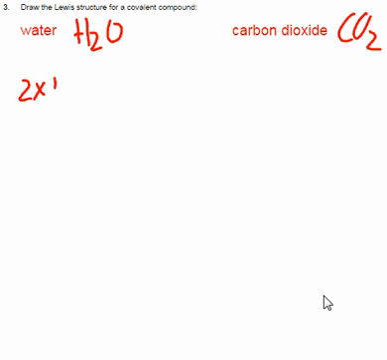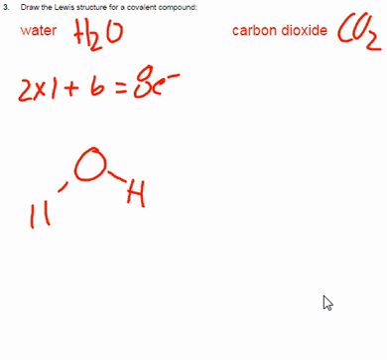So I have 2 hydrogen, each with 1 valence electron. I have 1 oxygen with 6 valence electrons. So I've got 8 electrons to make this compound stable. So oxygen's my center atom because hydrogen can't be. So I go ahead and put the oxygen in the middle, and I attach each hydrogen with just a single bond, and then I look and see how many lone pairs each atom needs.